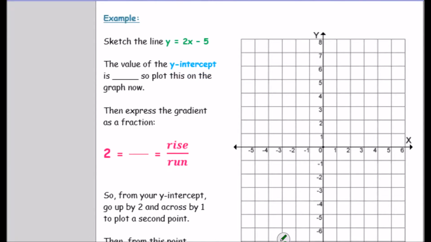So for example, sketch y equals 2x minus 5. That's in gradient intercept form. What's the value of the y-intercept? Is it positive 5? No, it's negative 5. Don't forget the sign. So plot this on the graph now. Plot the y-intercept of negative 5. Let's do that in blue. See, down the bottom, not at positive 5, at negative 5. Tick, done. Then express the gradient as a fraction. So what is the gradient according to our equation? What's our gradient equal to? Is it x? No, it's 2. So 2 is the gradient.